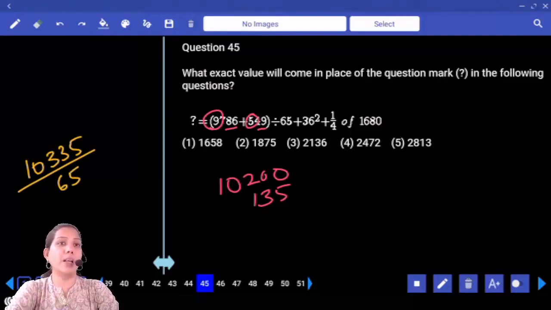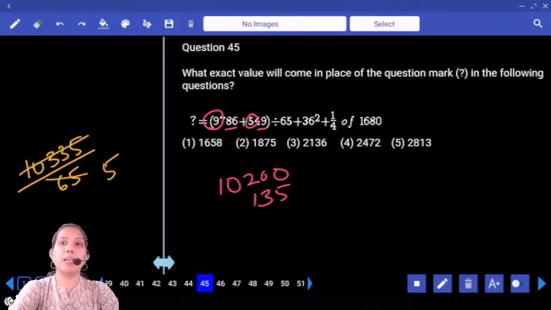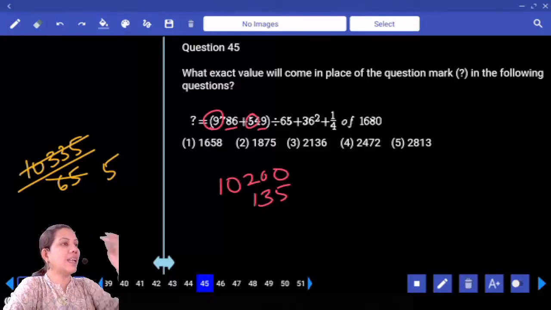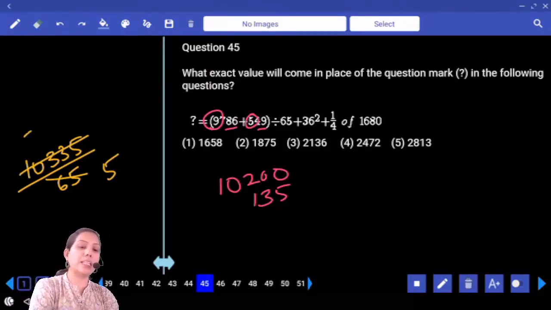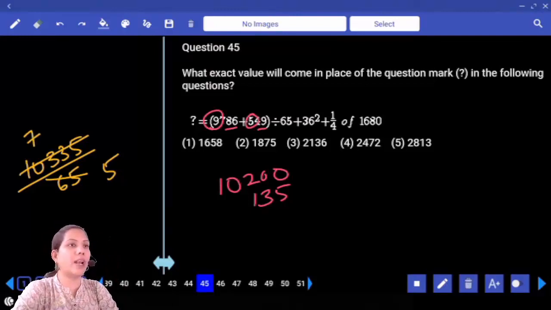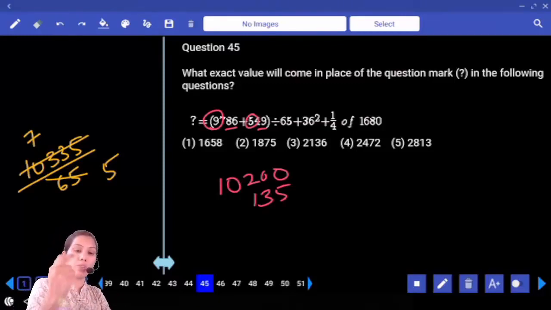65, 13 table, right? 13 exactly 5 times. 13 table, 7 or 8? 13 8s are 104, but it is only 103. So 13 7s are 91. So what is the remainder? 103 minus 91 is 12, 123 means 9 and remainder 5.